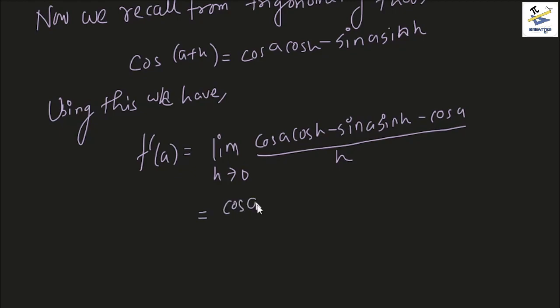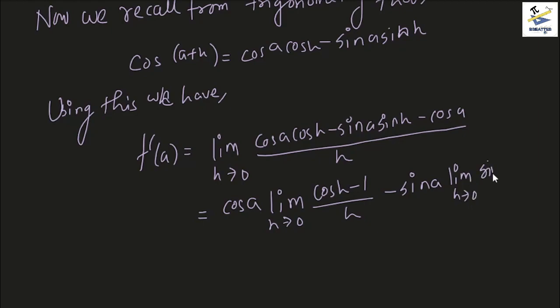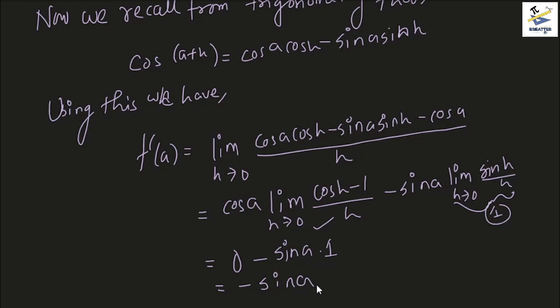So we can again distribute it as follows. Take cos of a common and we can write it as limit h tends to 0 of (cos h minus 1) by h, minus sin of a common limit h tends to 0 of sin h by h. As we know from the previous example, this limit is 0, so this is 0 minus sin of a into 1, because this limit is 1 as we have done in previous examples. So the answer becomes minus sin a. Okay, so that's the derivative we were trying to find.